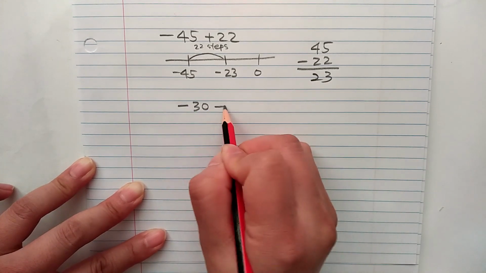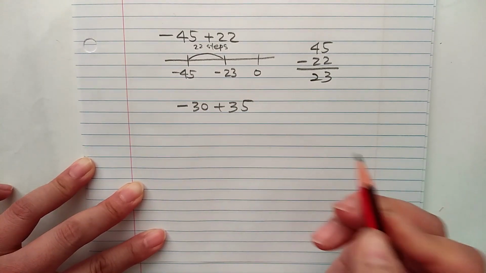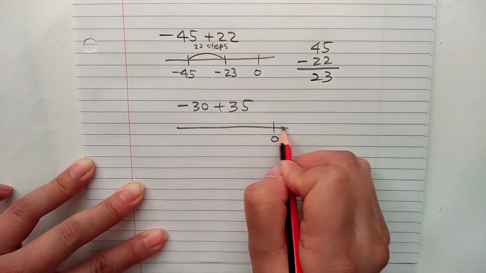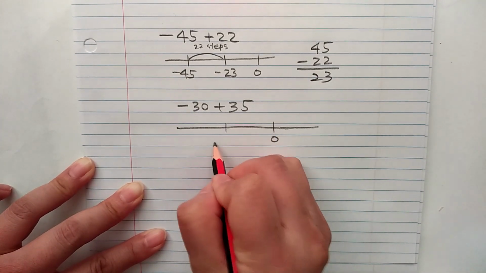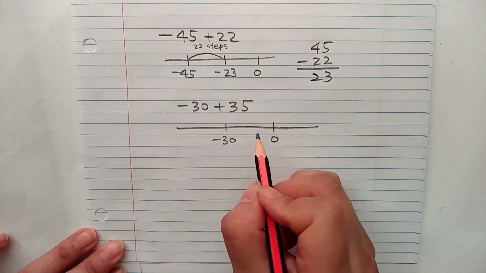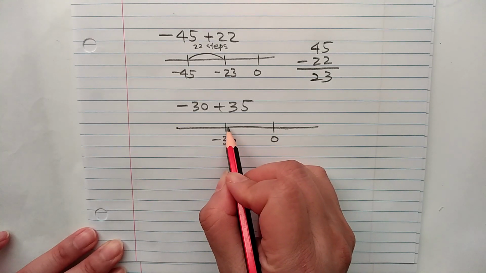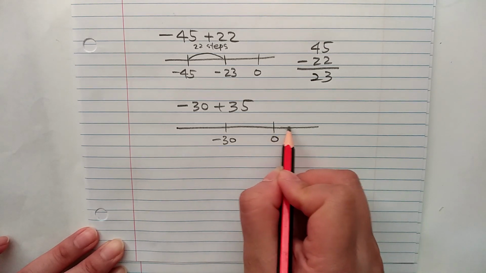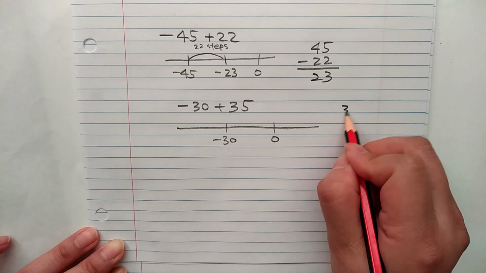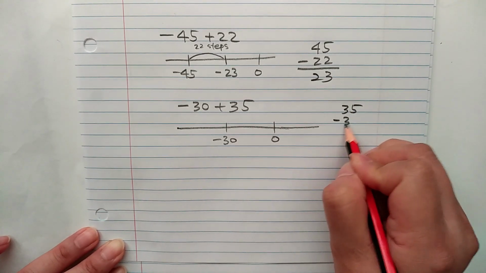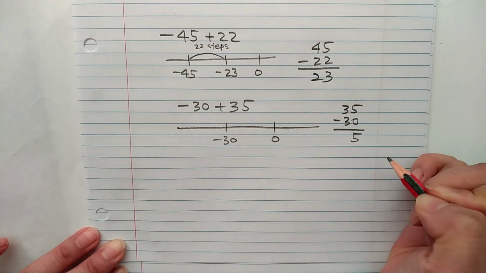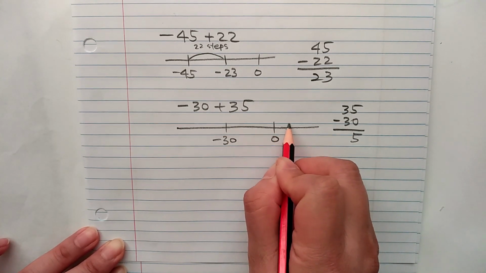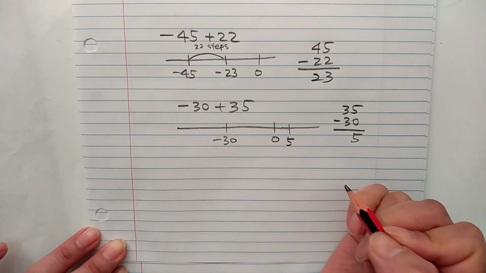Negative 30 plus 35. On the number line, let's say here is negative 30. If you take 30 steps to the right, you're going to hit 0. And you are going to have some more steps. That is 35 minus 30. And you are going to have 5 more steps on the positive side. So this is positive 5.